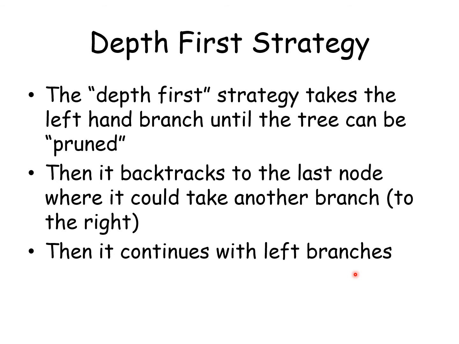So let's take the left hand side of the tree, and then it backtracks to the last node where it could take another branch. So once you reach the lowest level in that tree, taking the left hand side until you cannot go down any further, then you back up one level in the tree and you continue to another branch to the right of that point that you have reached. Okay, then it continues with left branches, once you go down into the higher levels of the tree.